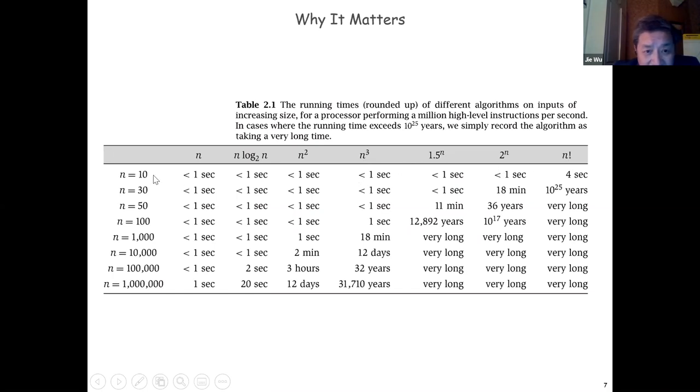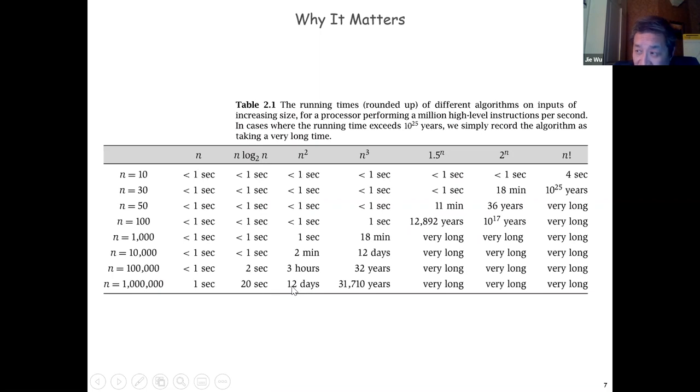So all you need to do is increase the size of n. You see that from 10 all the way to 1 million. If it's n, it doesn't really matter, suppose the computer is very fast, it's just 1 second. If you have n log n, it's not too bad, but as you reach one million, it's 20 seconds. But if it's n squared, look at this, 12 days.